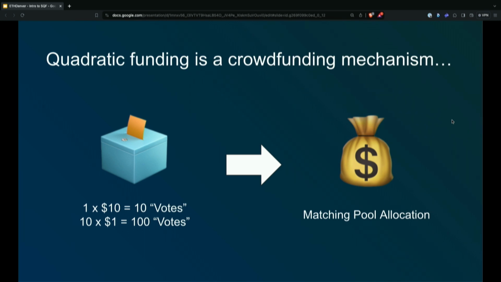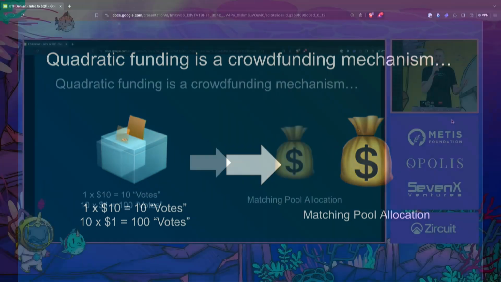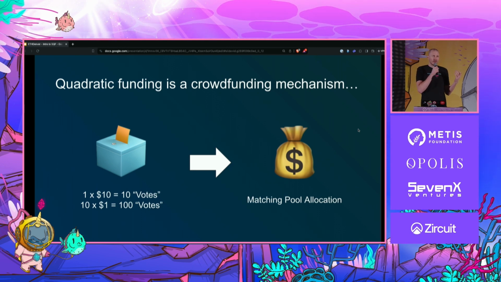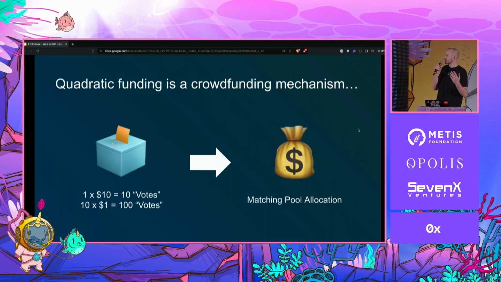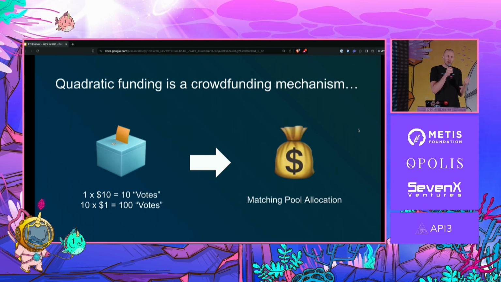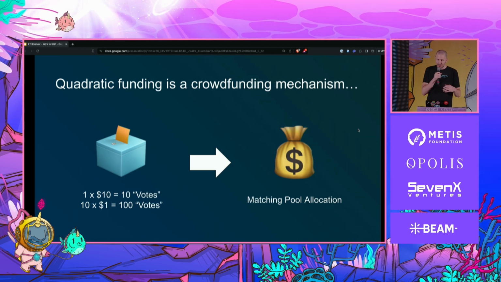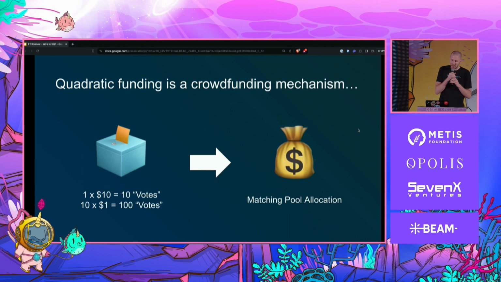But instead of just having a direct linear relationship between the amount of funding that you donate and your power of the matching pool, quadratic funding introduces a really cool concept, which is how many people are supporting that grant with you. That's a super important signal for how much of the matching pool you should get. And so it's a dynamic matching mechanism.